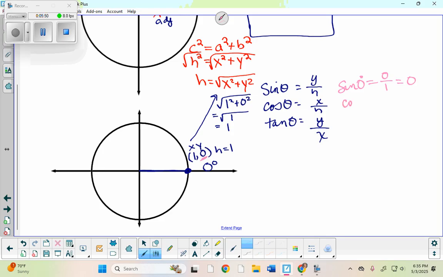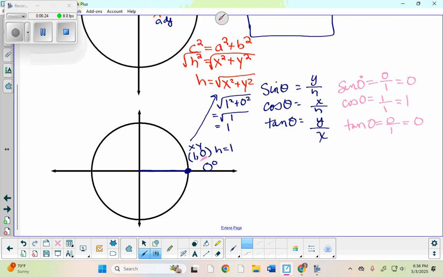The cosine of 0 is x, which is 1, over the hypotenuse, which is 1. And the tangent of 0 is y, which is 0, over x, which is 1, which is 0. And those are your trig functions. If you plug those into your calculator, sine of 0, you'd get 0. Cosine of 0, you get 1. Tangent of 0, you would get 0. So we were able to do this without a calculator.